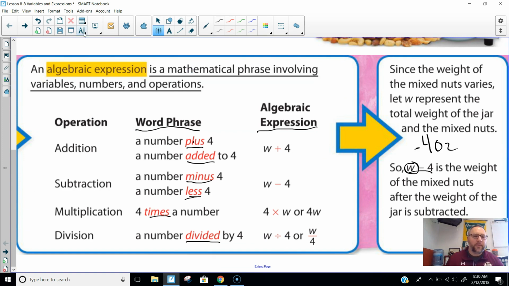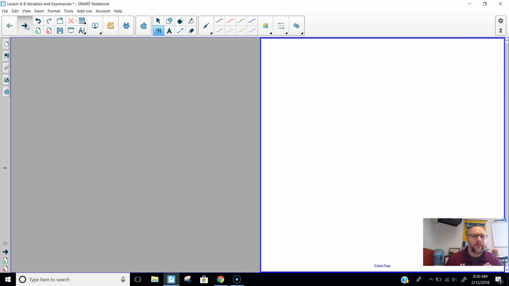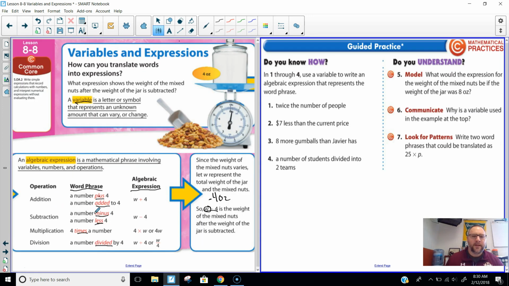Alright, let's go over. I'm actually going to split screen this because we're going to use the word phrases over here. So in our guided practice today, it says, in 1 through 4, use a variable to write an algebraic expression that represents the word phrase. Number 1 says, twice the number of people.